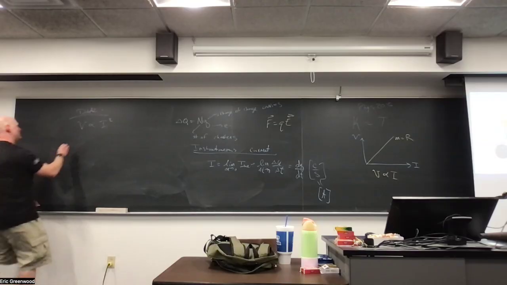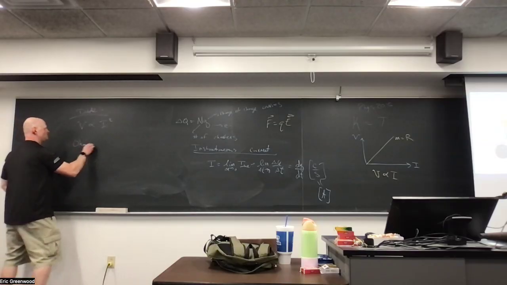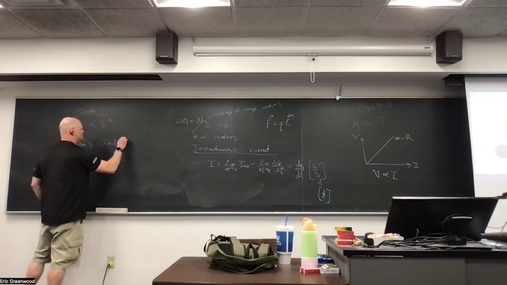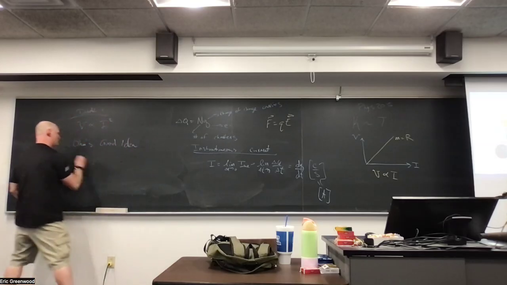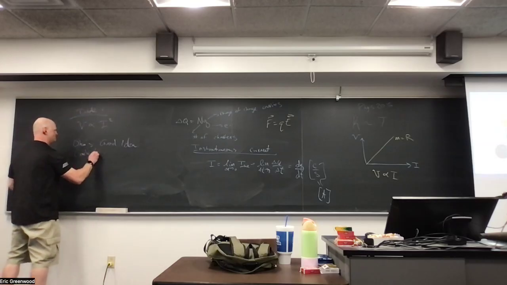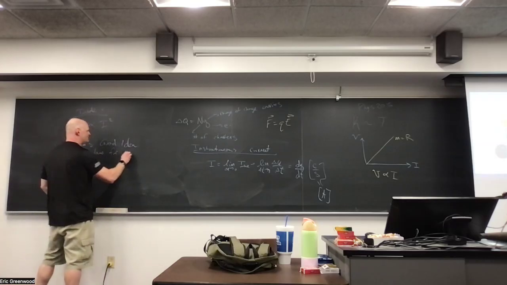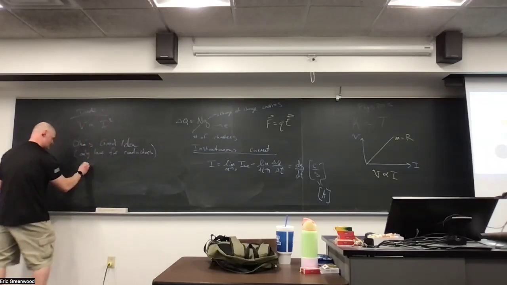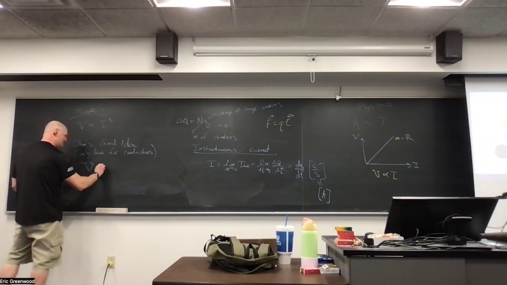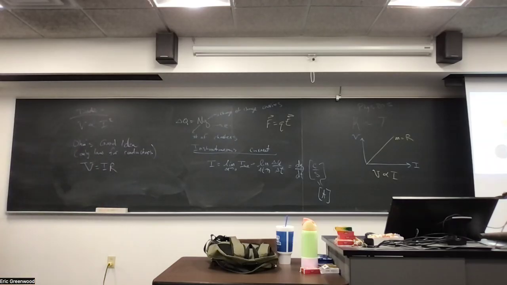So Ohm's law, or again, what I'm going to call Ohm's good idea, and in this case, I'll put in parentheses, only a law for conductors, says that our potential is equal to the current times the resistance. This is Ohm's good idea, or Ohm's good law for conductors.